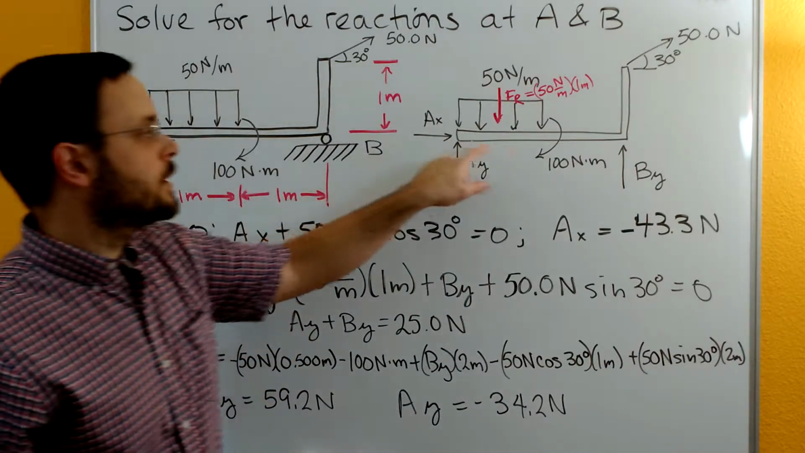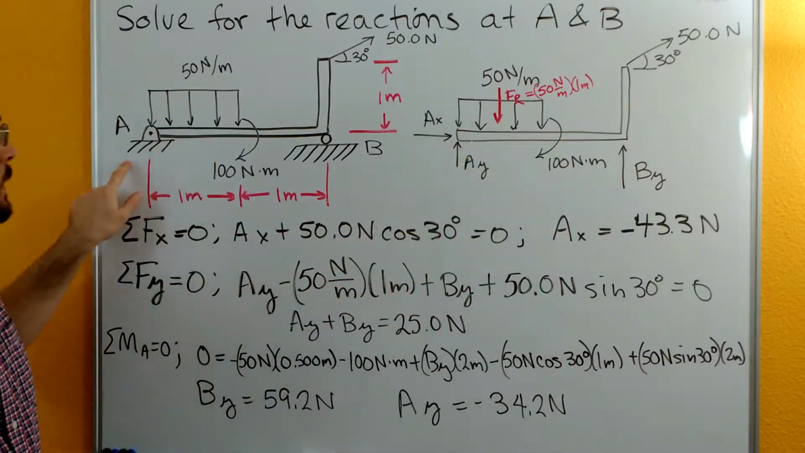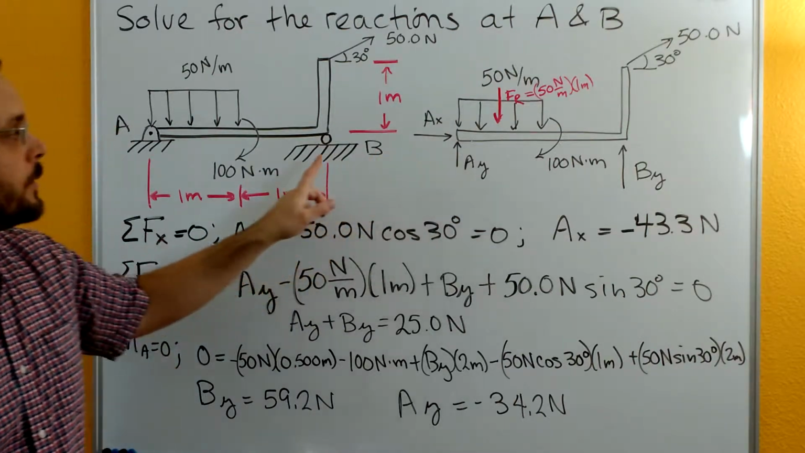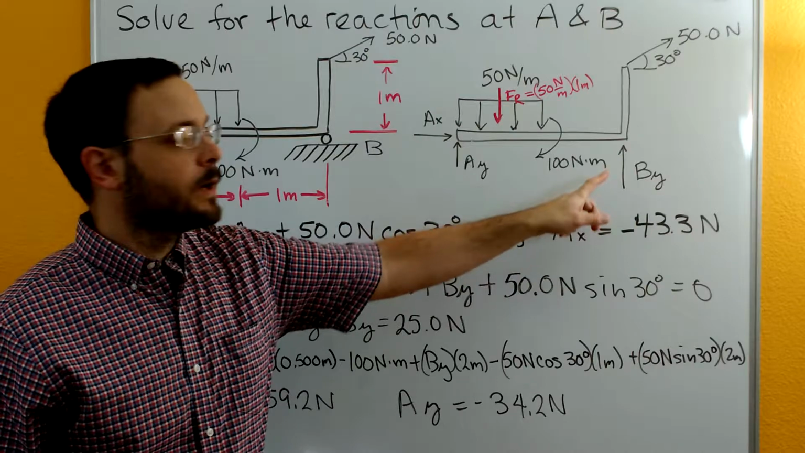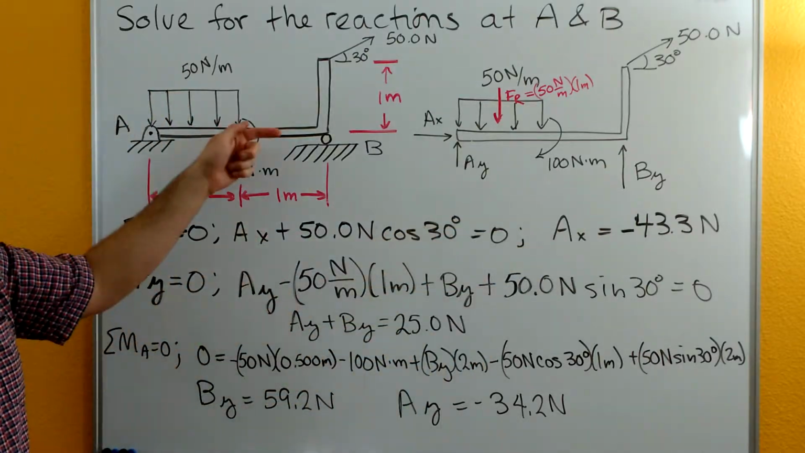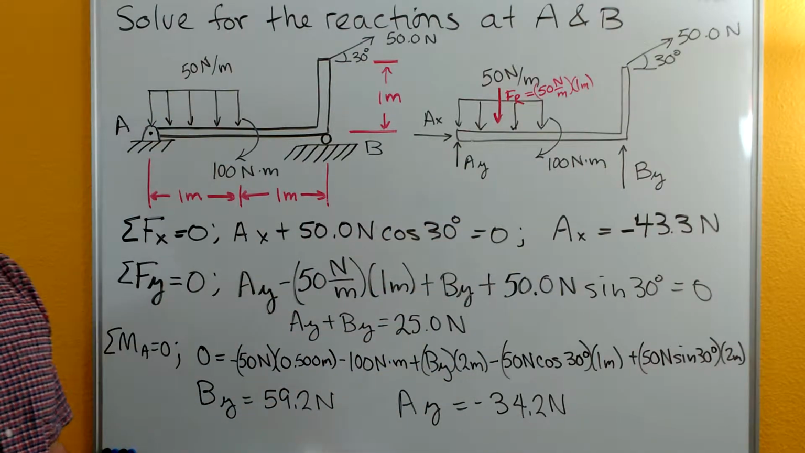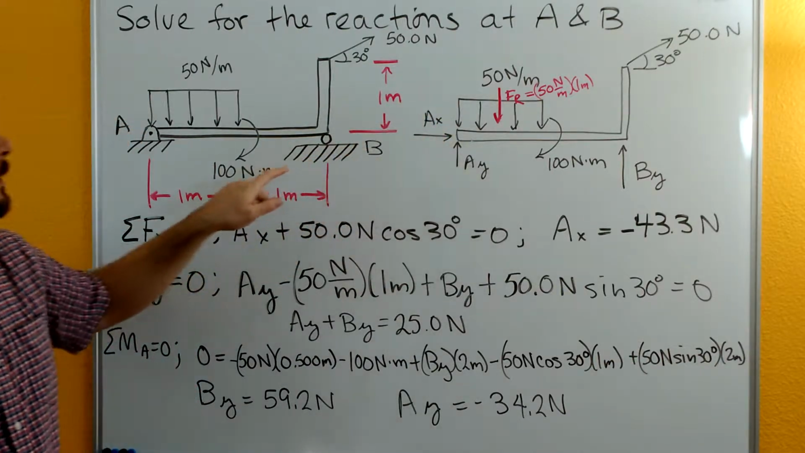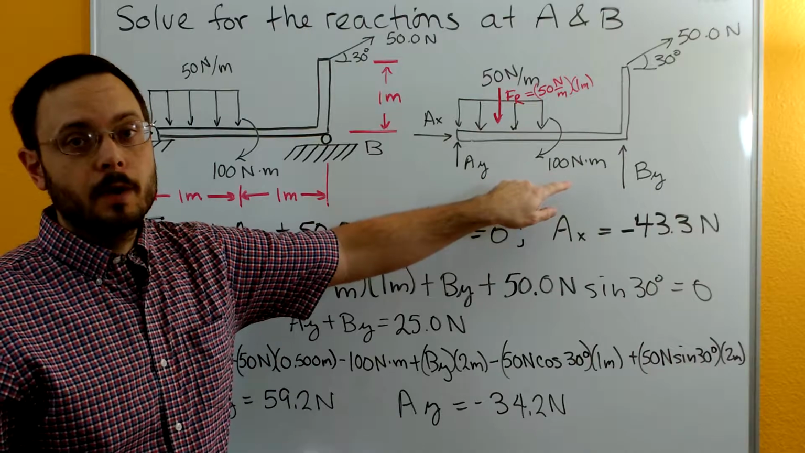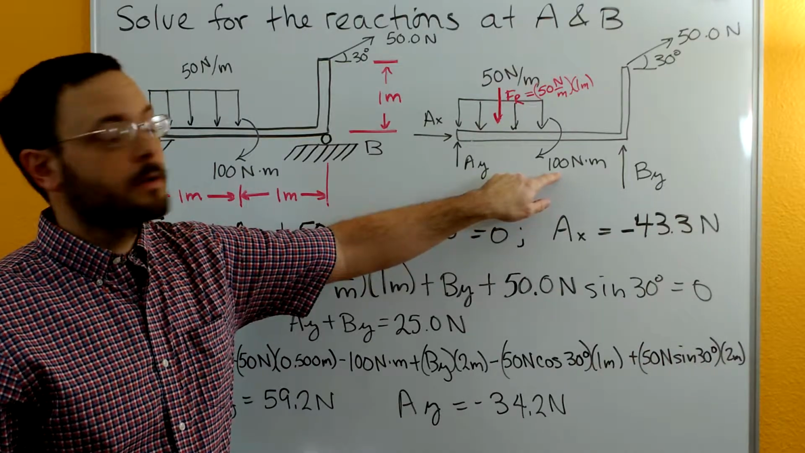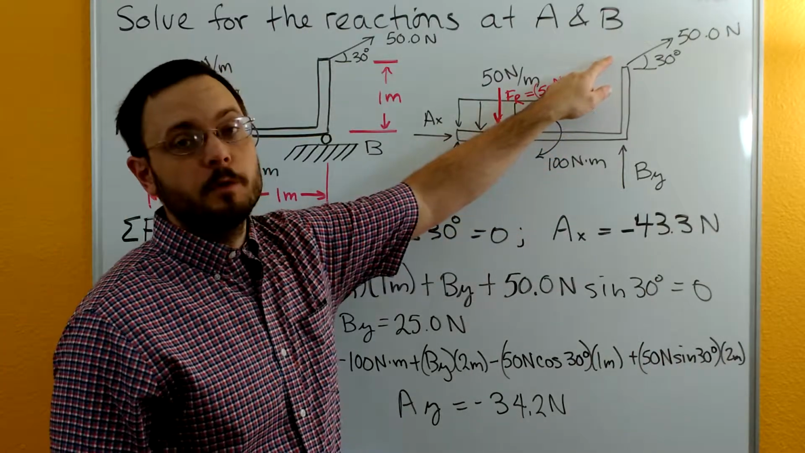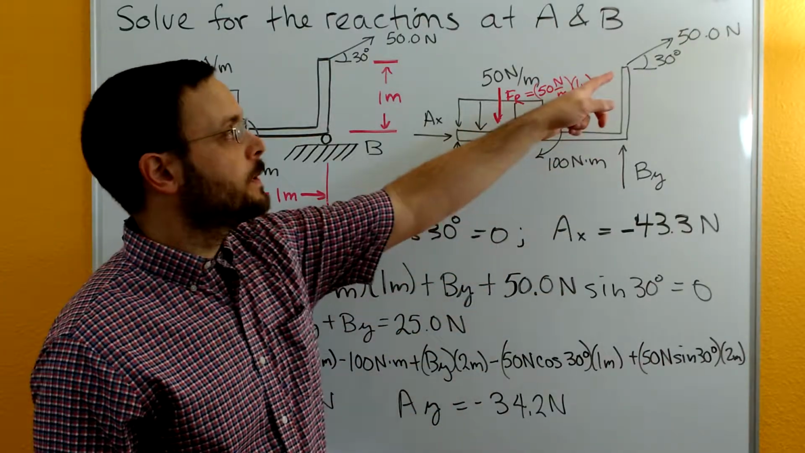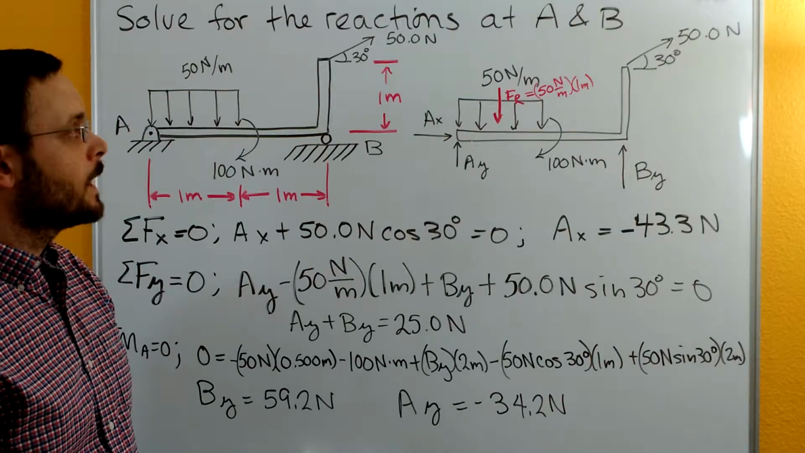So we have the shape outlined here. This pin at A is going to give us an AX and an AY. The roller at B gives us a BY only. It can't create any force in the X direction. And then we have the applied loads: the 50 Newton per meter distributed load here, the 100 Newton meter couple moment in the middle of the beam, and then we have a 50 Newton force that goes at an angle of 30 degrees up at this high end of the beam.